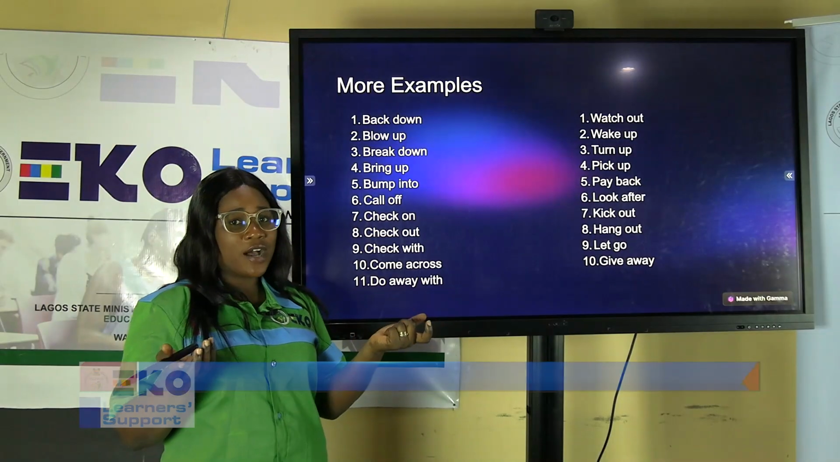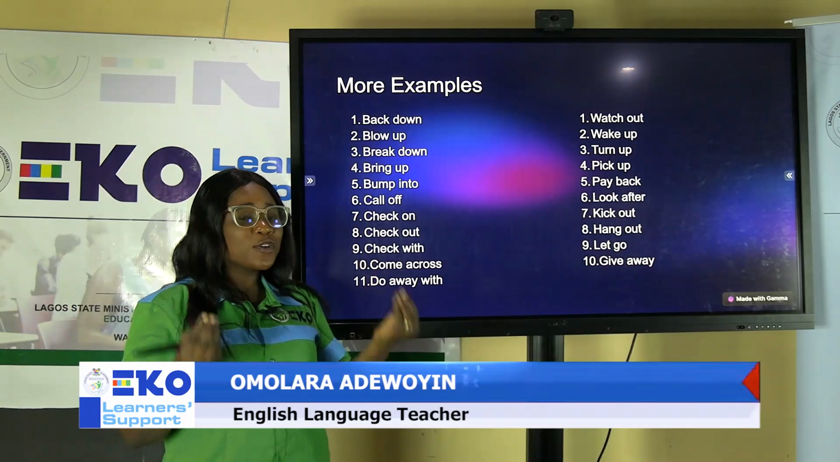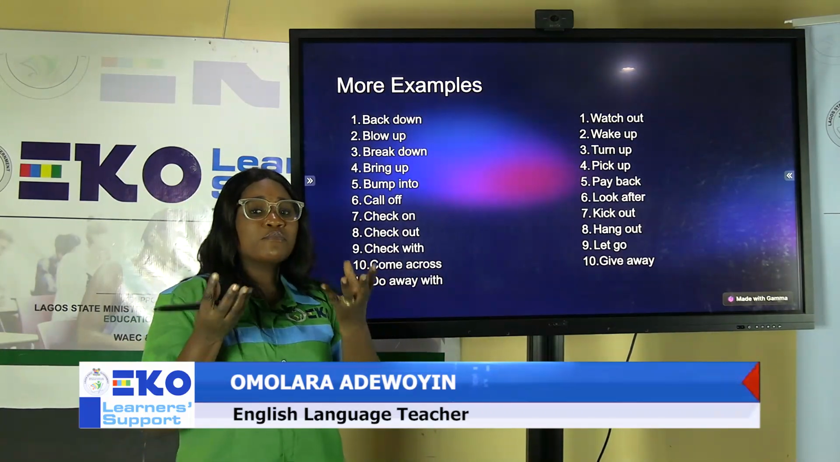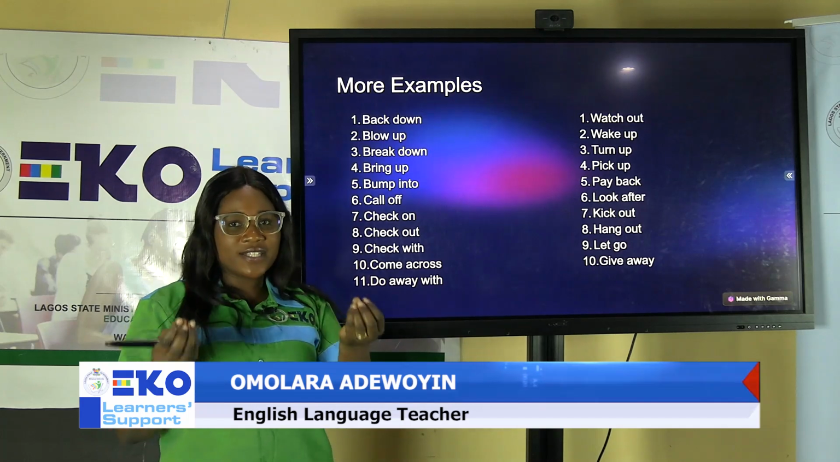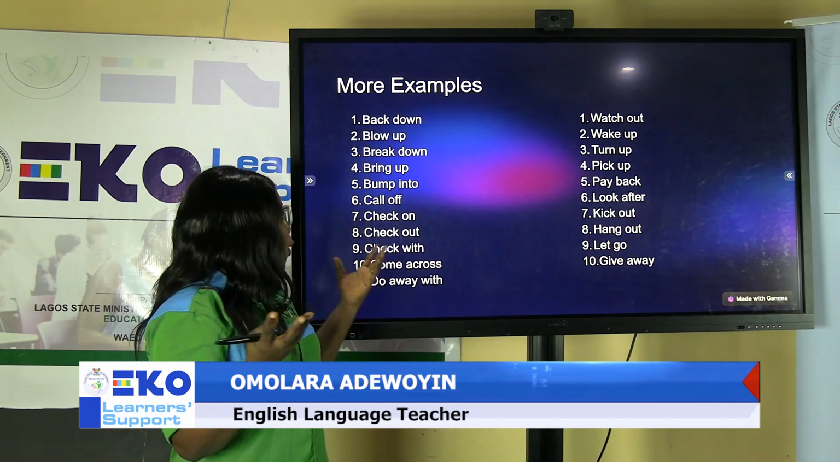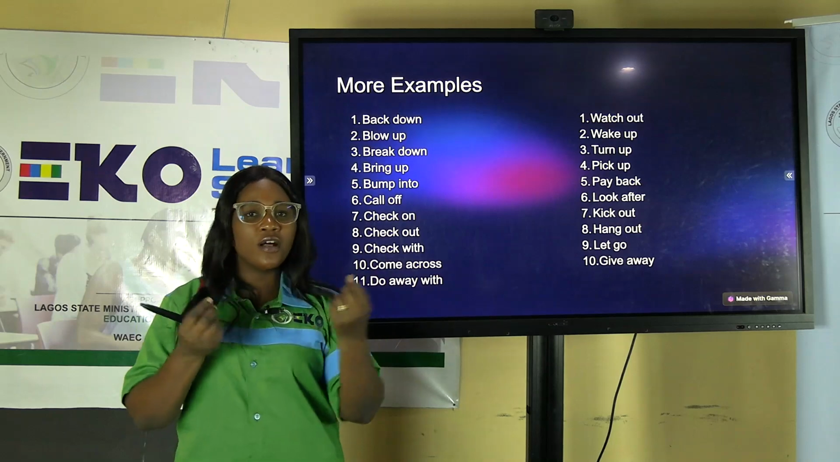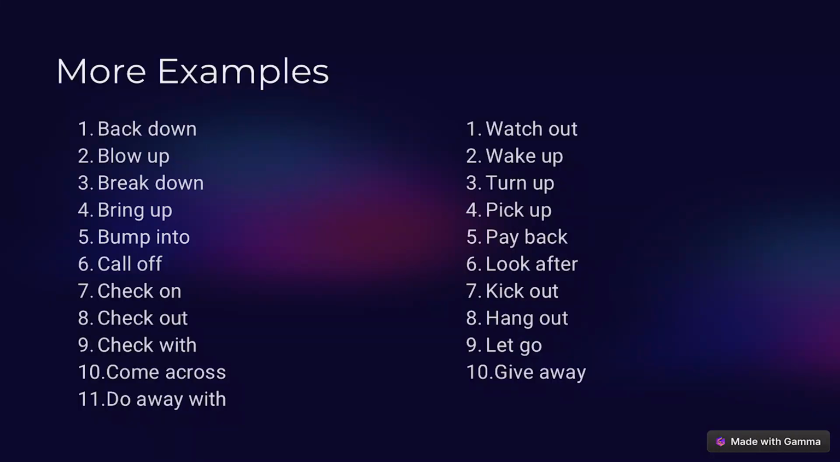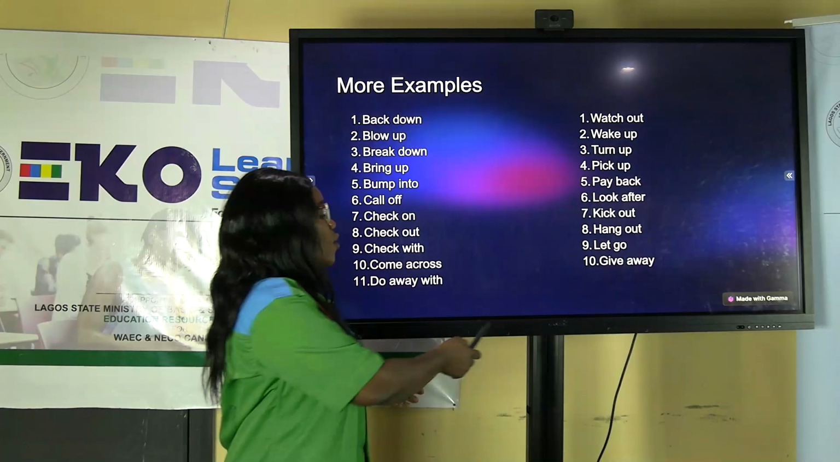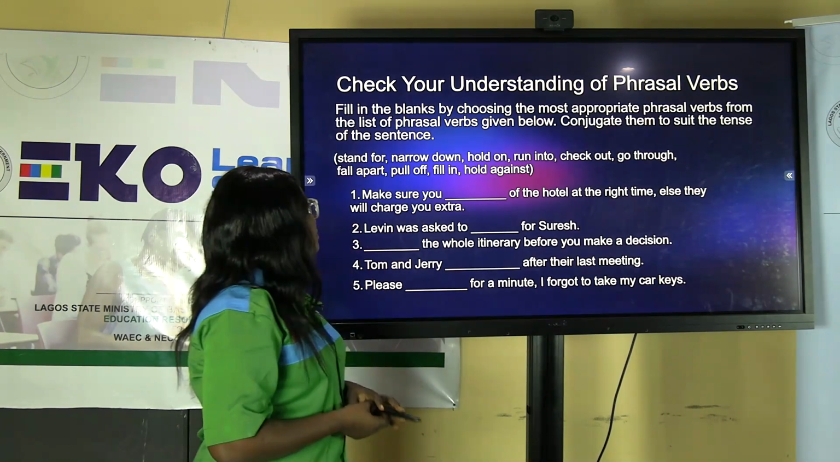I brought up the child. What happened there? I conjugated bring. It became brought. To say that I trained the child or I raised the child. Brought up. However, the original word is bring up. We have bump into. We have call off. We have check on, check out, check with, come across, do away, and so many others. There are hundreds of them.